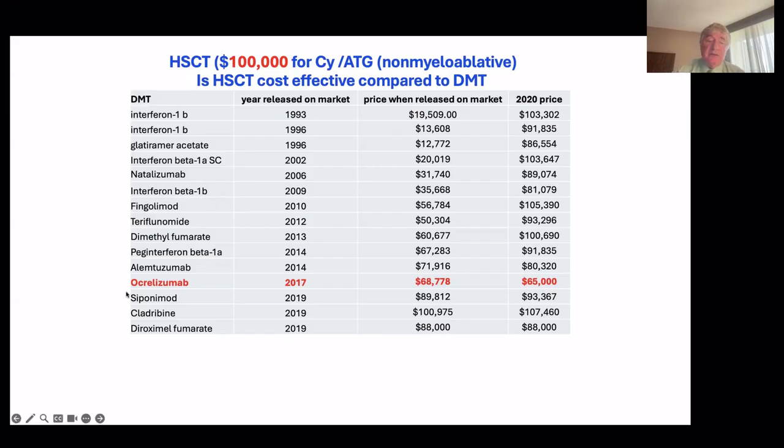And I want to show you this. Ocrelizumab. It's one of the most common, highly effective DMTs used. It's about a few-hour infusion in an outpatient clinic. In 2017 it came out at $68,000. In 2020, it was the same price for a year. It is now $60,000 an infusion as of 2026.